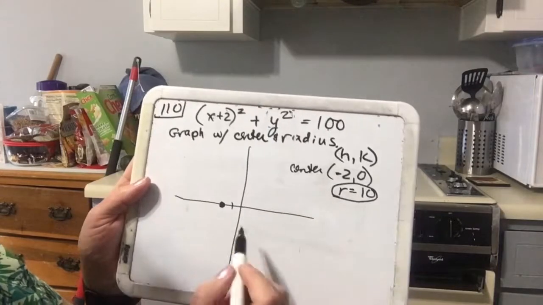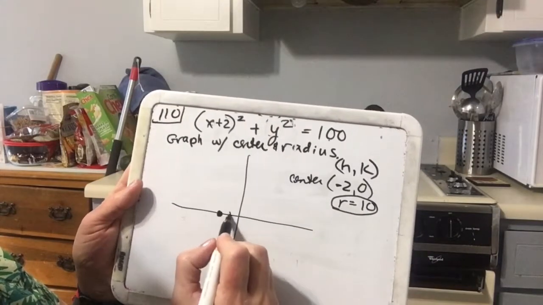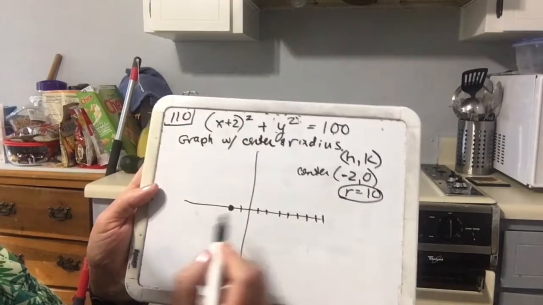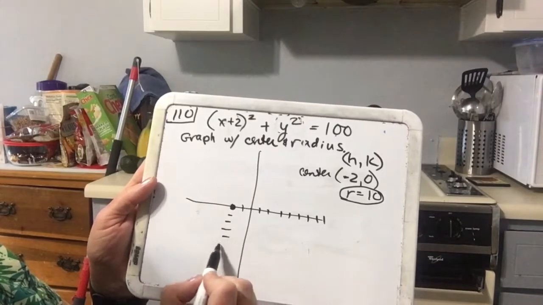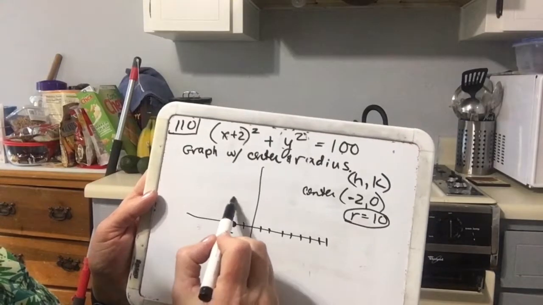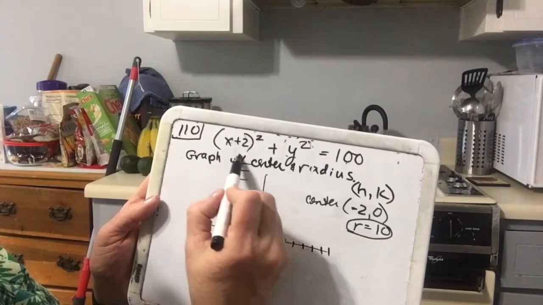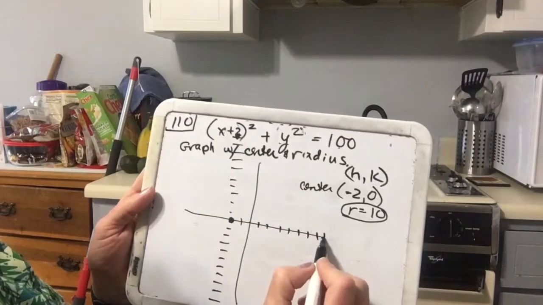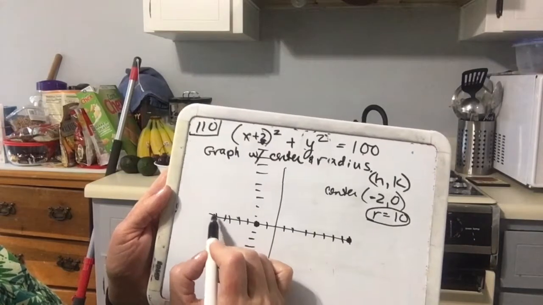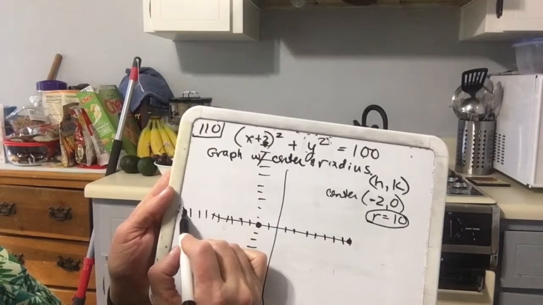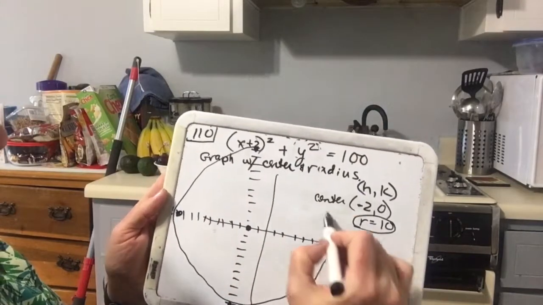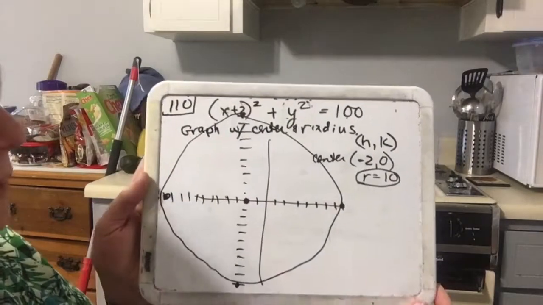Okay, so then I'm going to graph a radius of 10. So 1, 2, 3, 4, 5, 6, 7, 8, 9, 10. I'm making this small here. This is just an easy way to graph it, is to go 10 on each side. And then draw a nice circle, hopefully better than mine, through your grid.